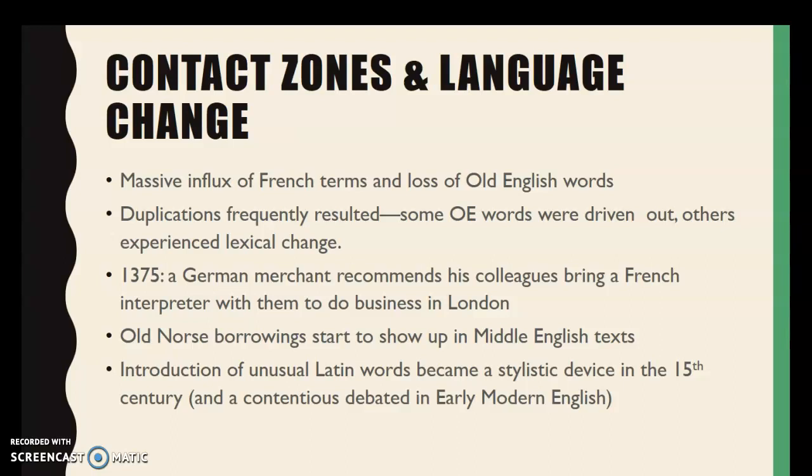Another surprising effect of all these contact zones is that 15th century English writers started to incorporate unusual or uncommon Latin words into their works. When they felt that English didn't have a word to express their meaning, they would pull from Latin. This was also a stylistic move meant to augment the status of English and make it seem just as dignified and worthy as other European languages. And we'll talk more about this technique when we get to the early modern period.